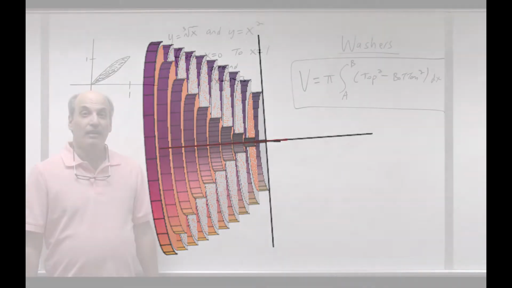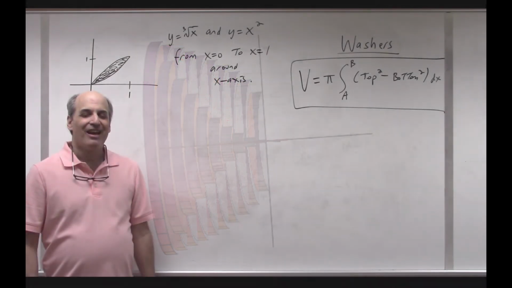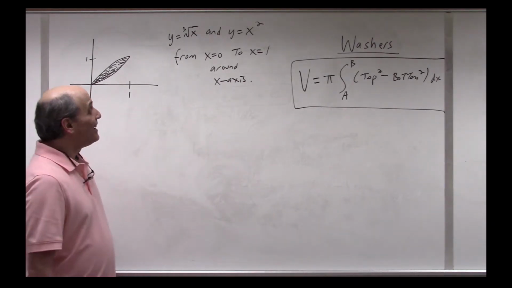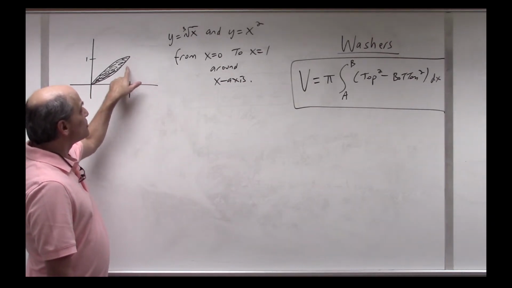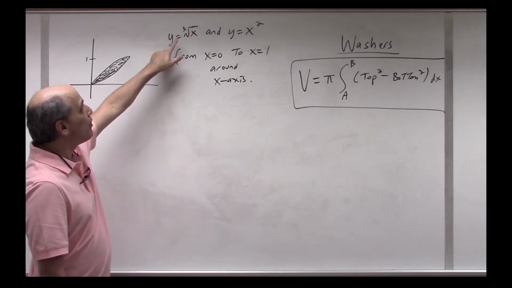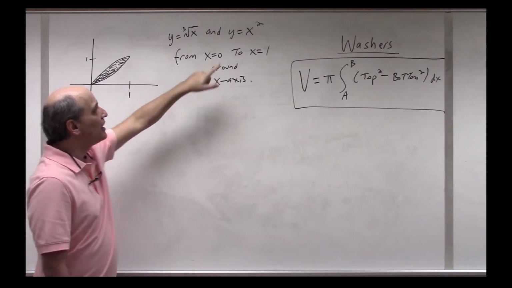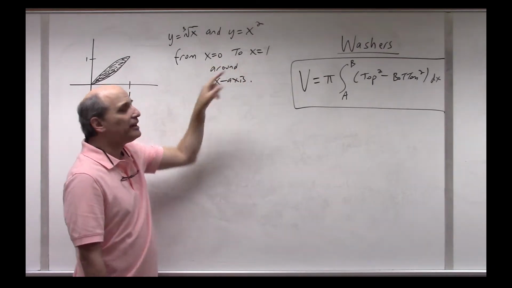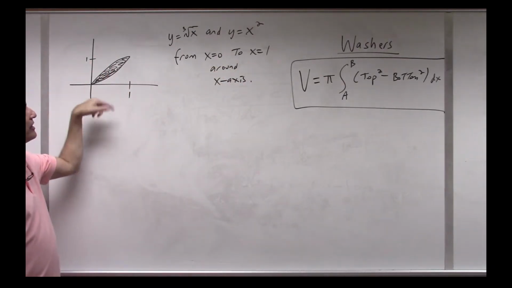So at this point, Professor Mizell will take over and show you how to do this volume on paper. All right, so this is an example of what we call washers. This is the region we're talking about, the graph of y equals the cube root of x and y equals x squared from 0 to 1. Again, we're still revolving around the x-axis.